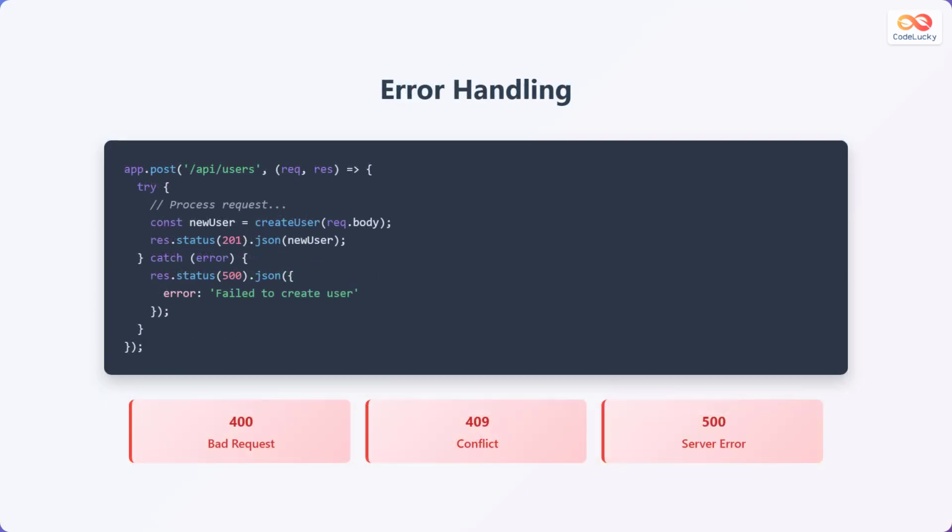Here's how to handle errors in your POST route. Use a try-catch block. Within the try block, process the request. If any error occurs, the control goes to the catch block, and a status code of 500 is returned with a message saying, failed to create user. Some of the common status codes are 400, which means bad request, 409, which means conflict, and 500, which means server error.